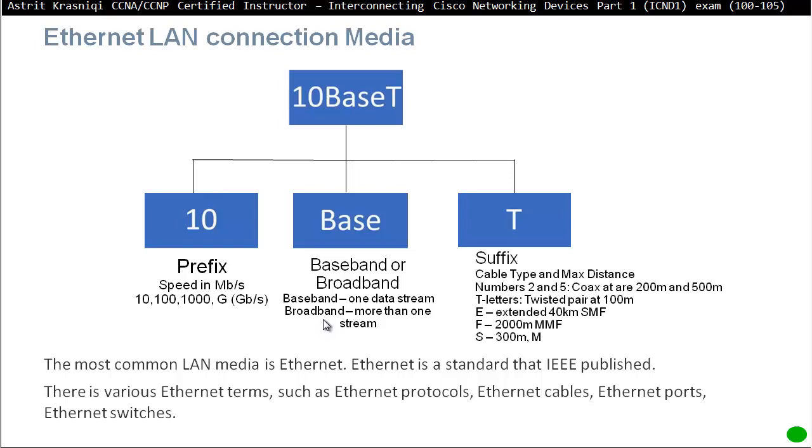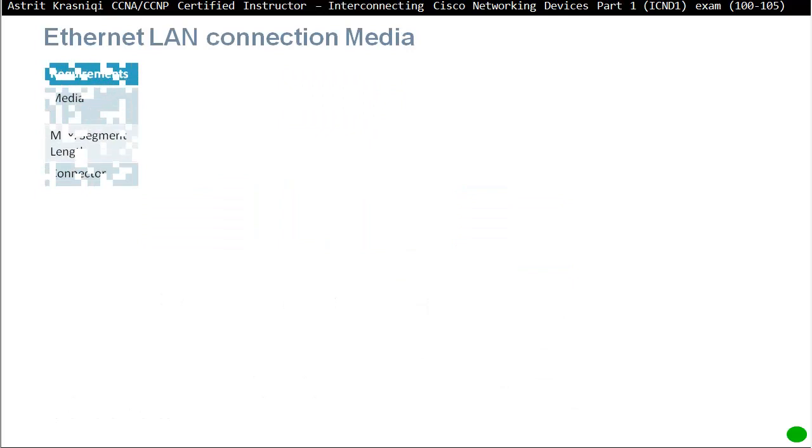The suffix tells you the cable type and the maximum distance. For example, if you have a 2 or a 5 there, that means it's coaxial, and the distance is 200 meters for 2, and 500 meters for 5. Letter T means it's twisted pair, and the maximum distance is 100 meters. If it's E, that's single mode fiber, 40 kilometers, or F, that's multimode fiber, 2 kilometers. S is for multimode fiber, 300 meters.